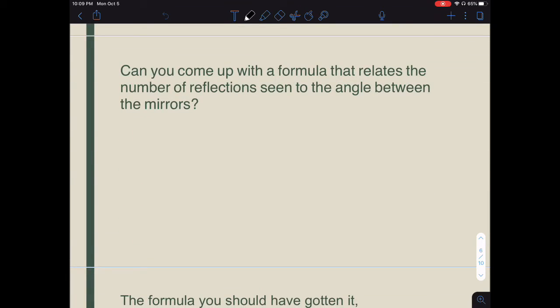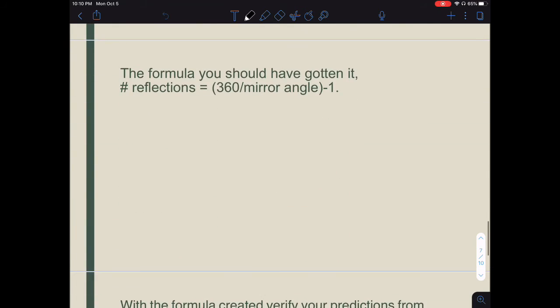Now pause the video and come up with a formula that relates the number of reflections seen to the angle between the mirrors. A little hint: think about how many degrees are in one circle. The formula you should have gotten is: the number of reflections equals 360 divided by the mirror angle, minus 1.